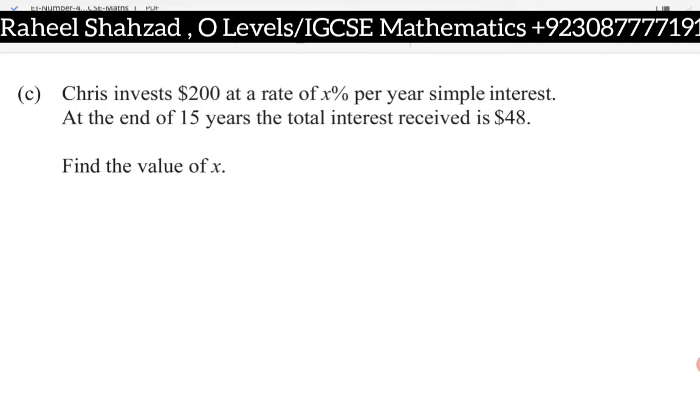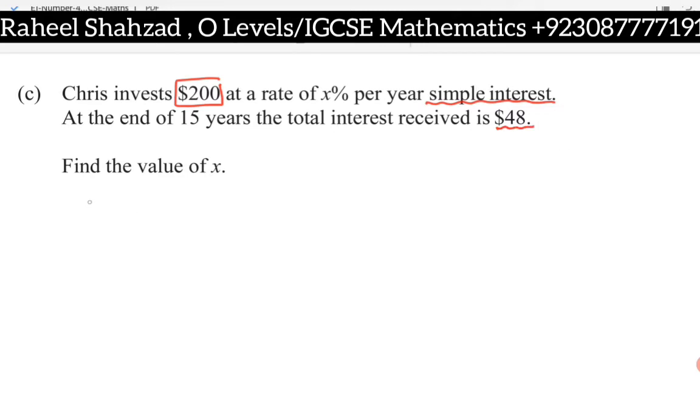So here is another question. Chris invests 200 at a rate of X% per year simple interest. Okay, this is again a simple interest formula question. At the end of 15 years, the total interest received is 48. So this is the amount, this is the interest.